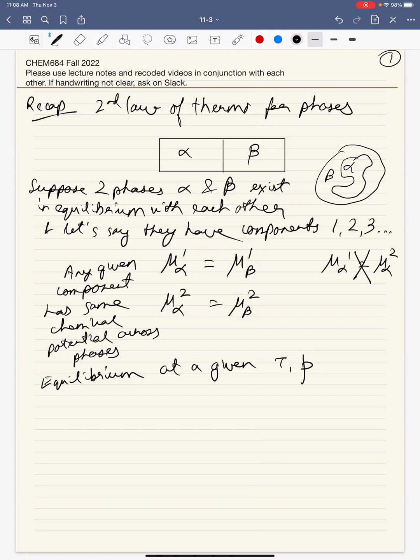So for equilibrium at constant temperature and pressure, the condition is dG is equal to 0, right? If it was constant temperature and volume, what should be the condition?